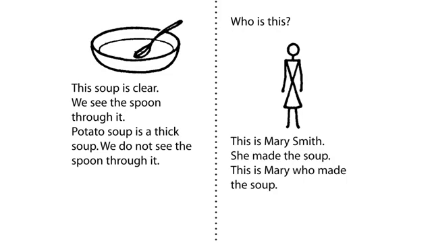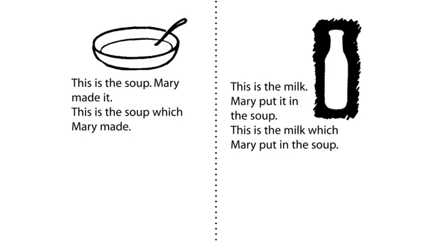Who is this? This is Mary Smith. She made the soup. This is Mary who made the soup. This is the soup. Mary made it. This is the soup which Mary made. This is the milk. Mary put it in the soup. This is the milk which Mary put in the soup.